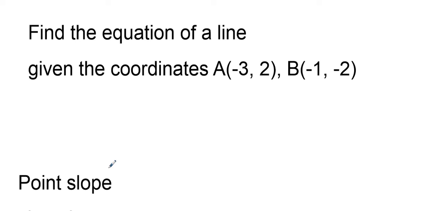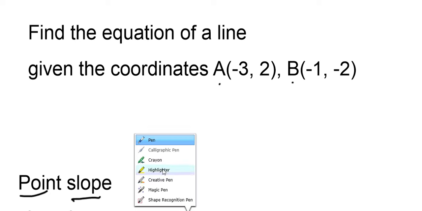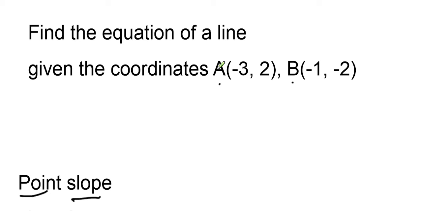All right, so let's try a problem. Find the equation of a line given the coordinates A (-3, 2) and B (-1, -2). All right, so how do you find the equation of a line? Well, we're given 2 points, and what you need is a point and a slope. That's what I always say, point and a slope. So how do we find our point? Well, we're given 2 points, so you just pick which one you want to use. I'm going to use a highlighter here. Let's just use point A because that's the first one. So I'm going to use point A in our point-slope form.